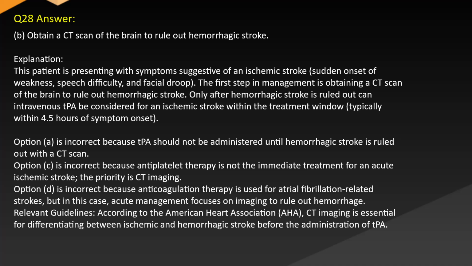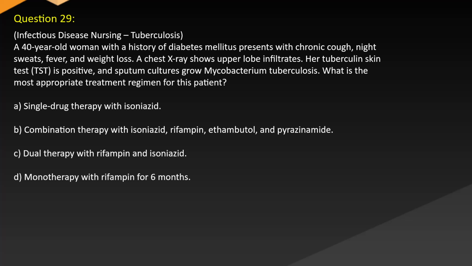Relevant guidelines. According to the American Heart Association, CT imaging is essential for differentiating between ischemic and hemorrhagic stroke before the administration of tPA. Question 29. Infectious disease nursing. Tuberculosis. A 40-year-old woman with history of diabetes mellitus presents with chronic cough, night sweats, fever, and weight loss. Chest X-ray shows upper lobe infiltrates. Her tuberculin skin test, TST, is positive, and sputum cultures grow Mycobacterium tuberculosis. What is the most appropriate treatment regimen for this patient?